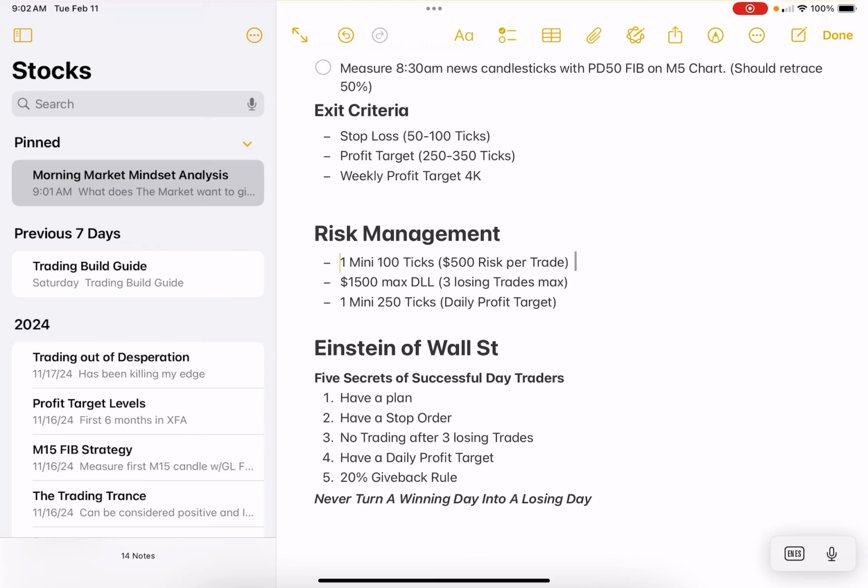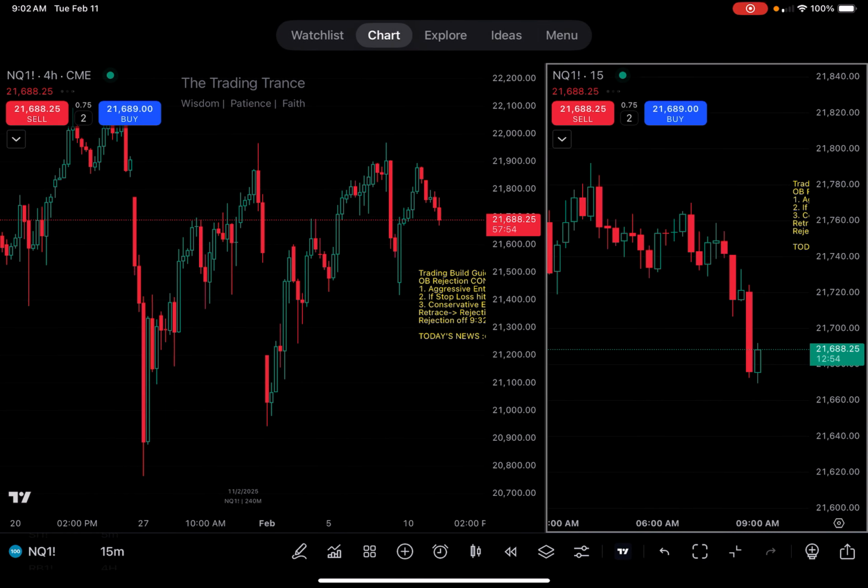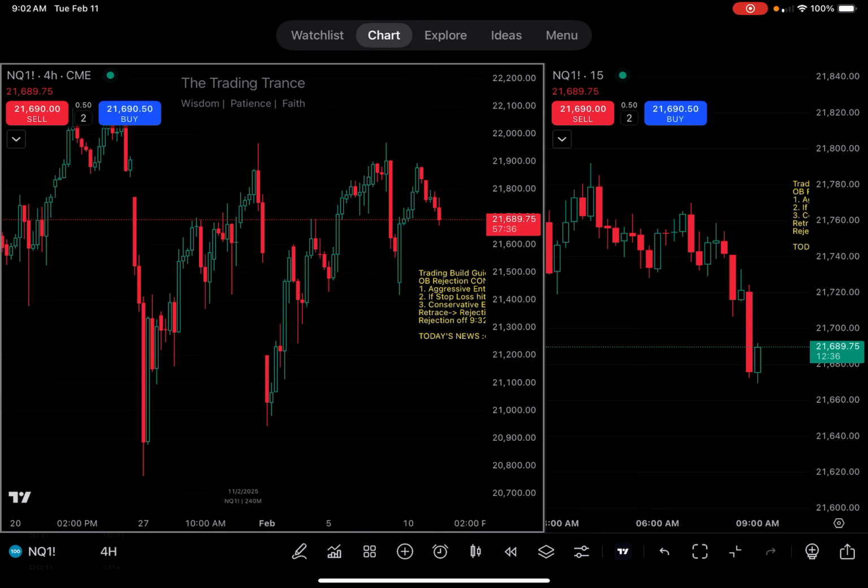Okay, now I need to go to the charts because it takes a little while to do this. Now the price is going back up. Alright, so I'm going to start here because I'm going to leave this other side clear.